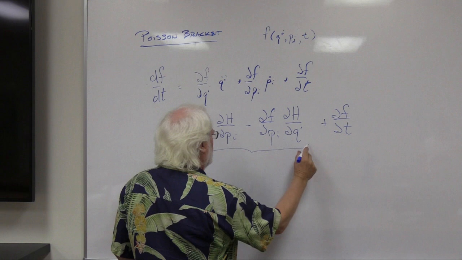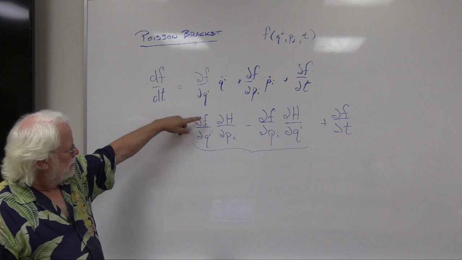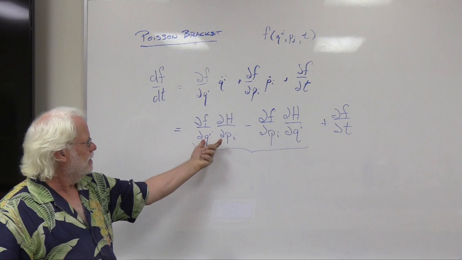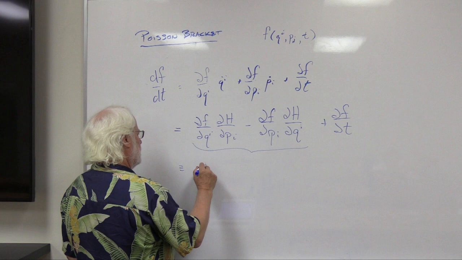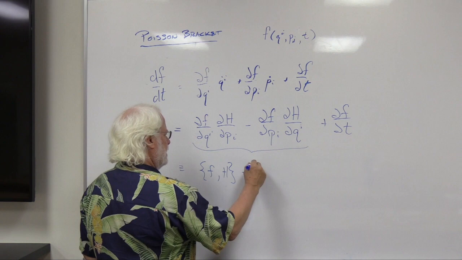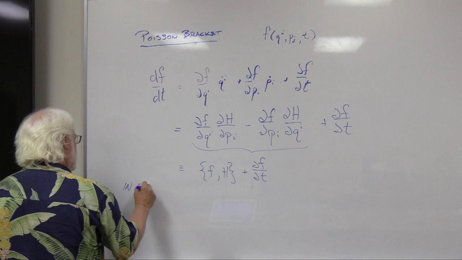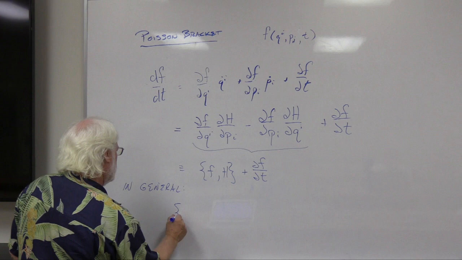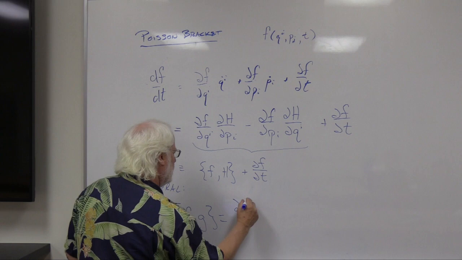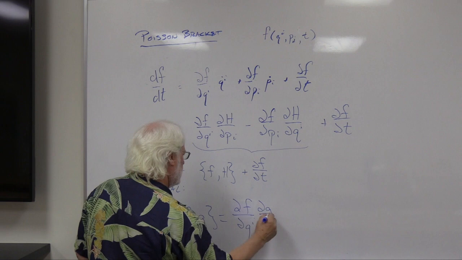This quantity, where we have two dynamical variables, we take the partials of one with respect to the coordinates and of the other with respect to the momenta, and then we interchange. It's an anti-symmetric product, and we define that to be the Poisson bracket of f with H. And then we carry along the time derivative. And in general, for any two dynamical variables, we define that same form of the Poisson bracket.